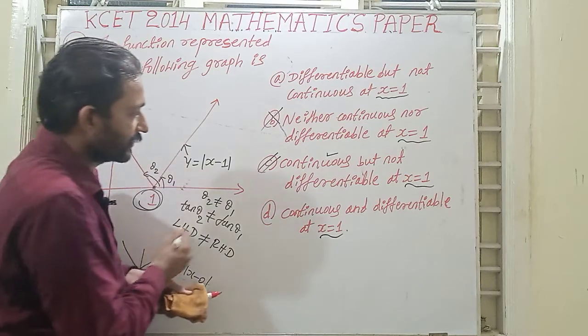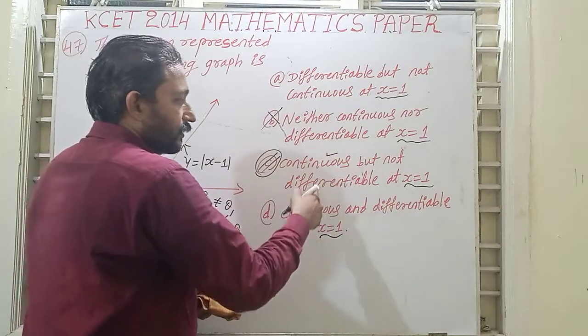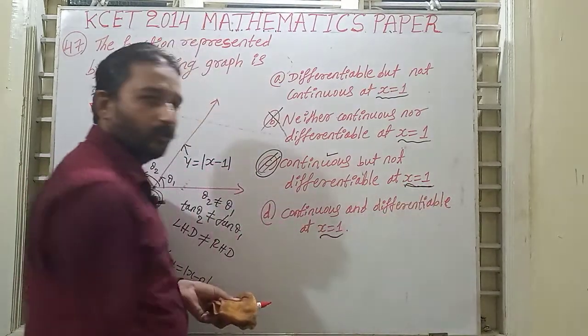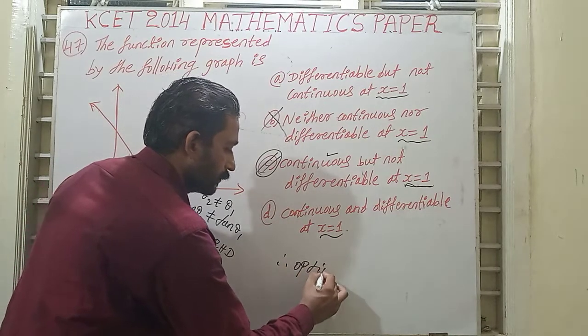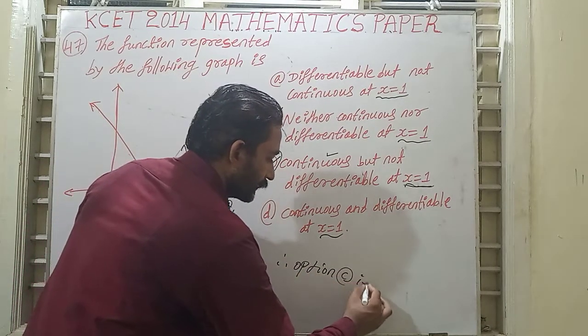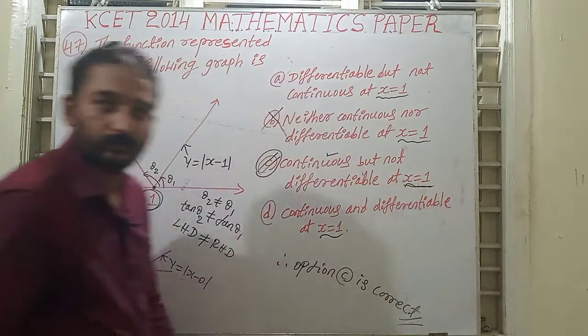So which option is correct? Option C is the good answer. Continuous but not differentiable at x is equal to 1. So okay, therefore option C is correct. So that's all. Take down.